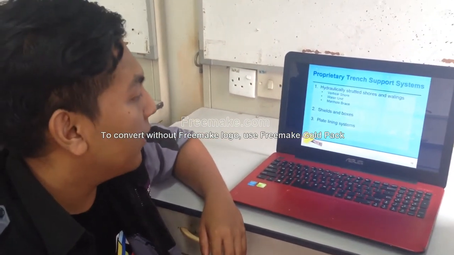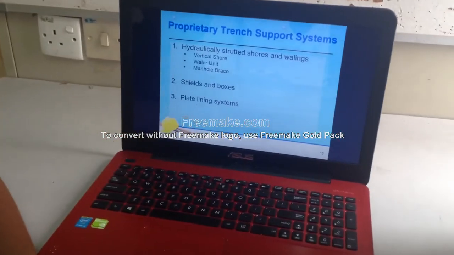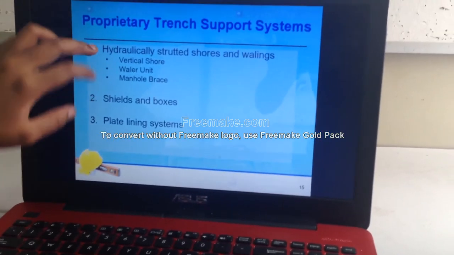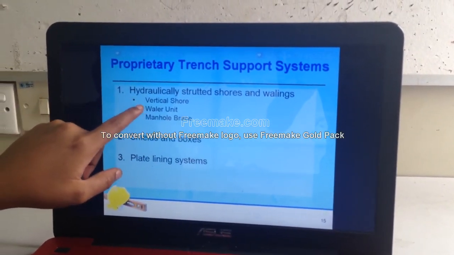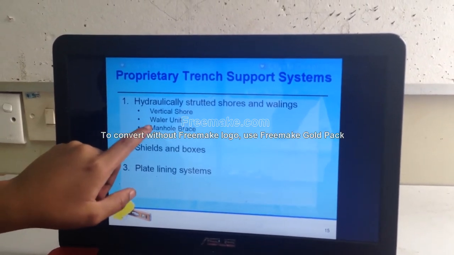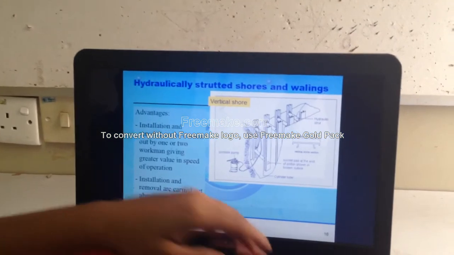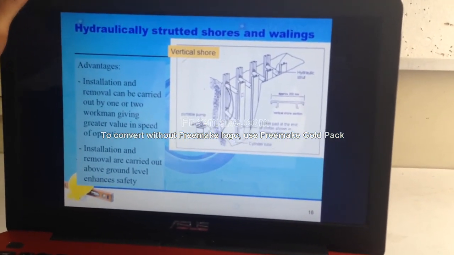Okay, today I want to tell you about trench support systems. There are three: hydraulically strutted shoring and walling, shields and boxes, and plate lining systems. Then, in the hydraulic strutted shoring and walling, I have three types: vertical shore, waller unit, and manhole brace. Okay, first I want to tell you about hydraulically strutted shoring and walling.